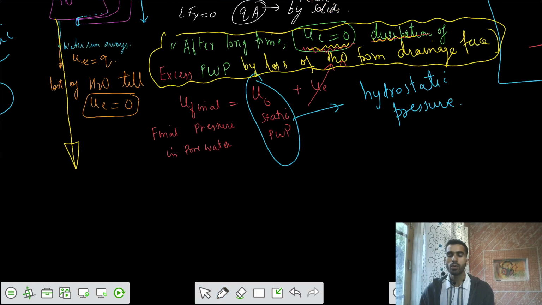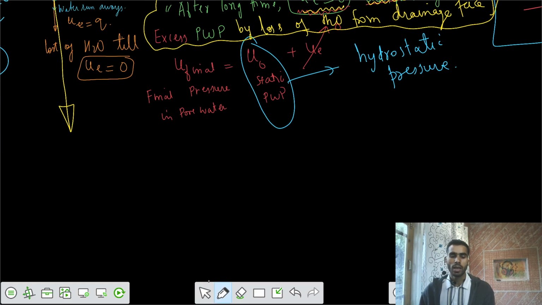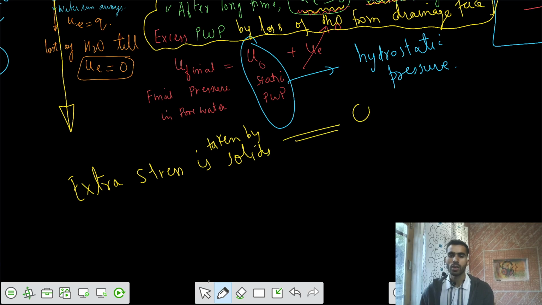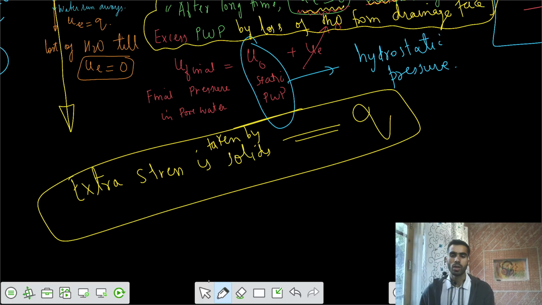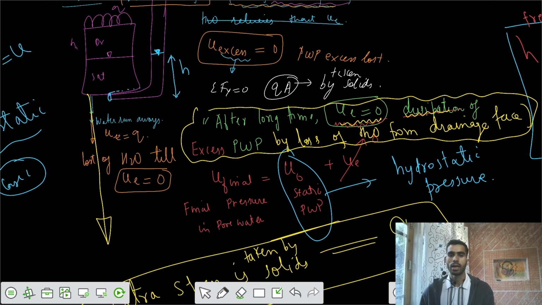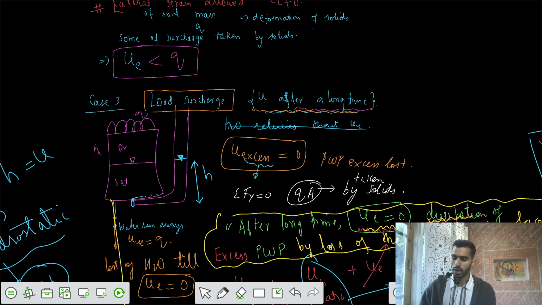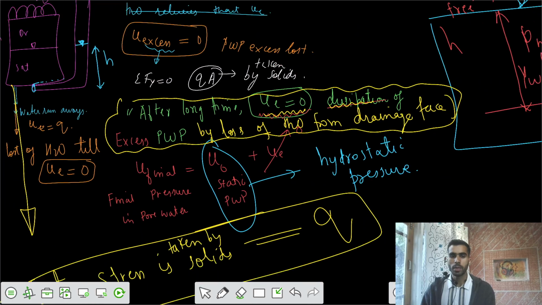That means the extra stress is now taken by the soil solids, and that extra stress is equal to the small q, the surcharge, at the final stage. So that was all about pore water pressure and the effect of the external load on the pore water pressure. Now we need to write here for this dissipation of excess pore water pressure.